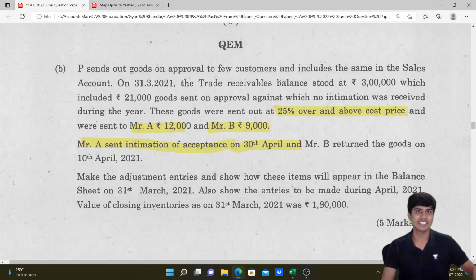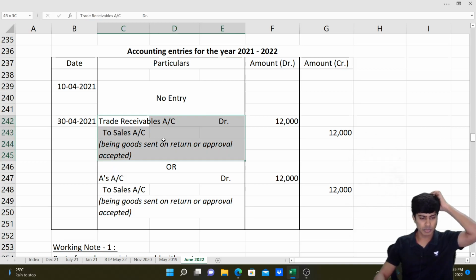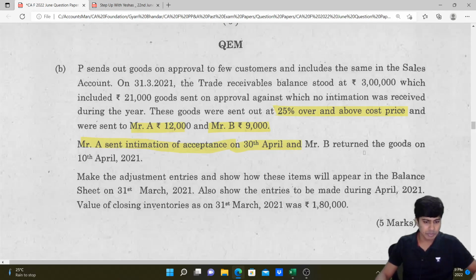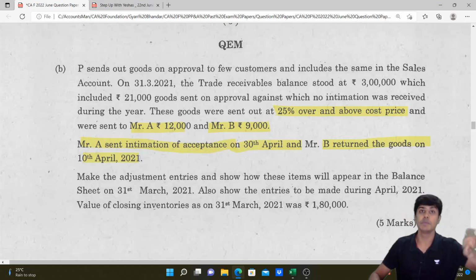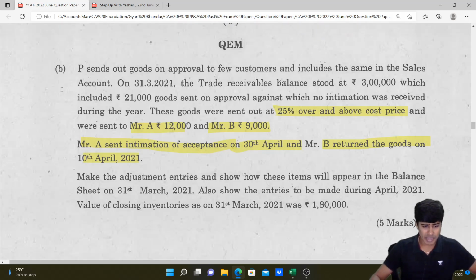the entire goods. So when he accepts, then we have to freshly write the sale entry. You know why? Previously whatever sale entry we had written, we've reversed it. So right now we need to freshly write a sales entry. Either A account debit to sales or trade receivable account debit to sales. Then Mr. B returned the goods. For returning there is no separate entry required because we have already reversed the entry. Done. So they asked to make the adjustment entries.